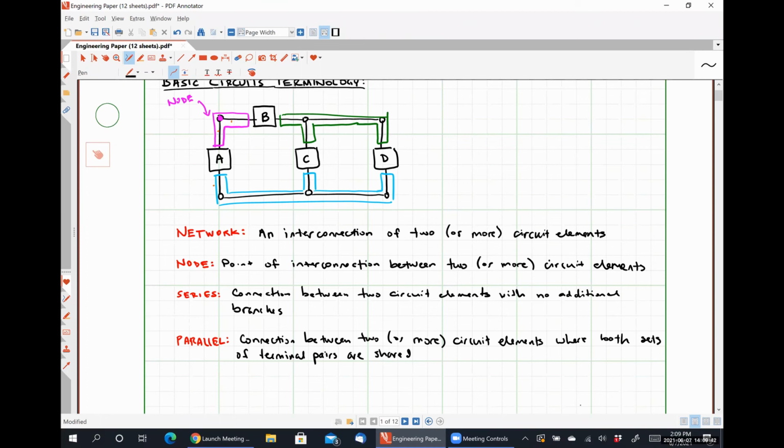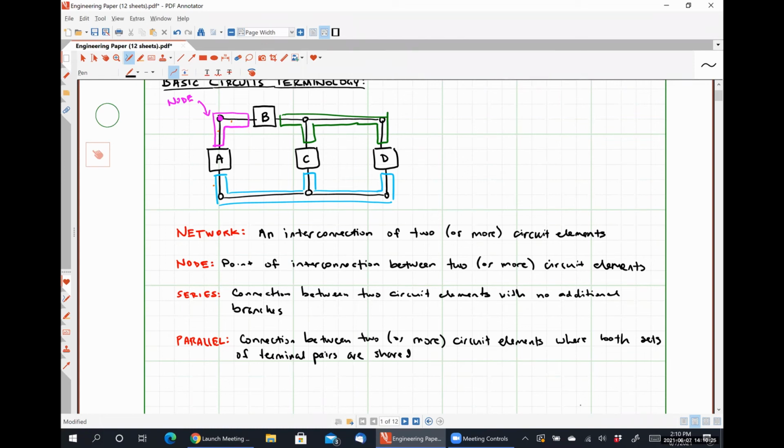The top terminal for element C and the top terminal for element D are considered to be shared because they're connected to the same node, which I've highlighted in green. Similarly, the bottom terminal of element C and the bottom terminal of element D are shared because they are connected to the same node, which I've outlined in light blue. So because the pairs of terminals are shared, elements C and D are considered to be connected in parallel. Now, it's actually very important that we realize that not all connections have to be series or parallel.